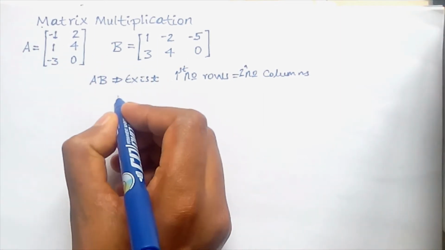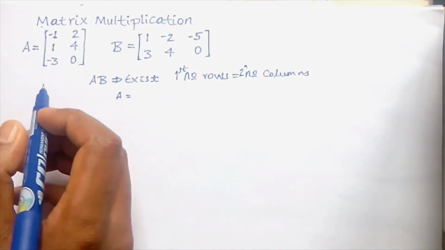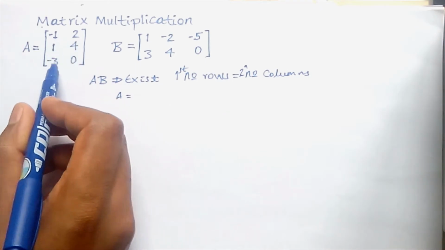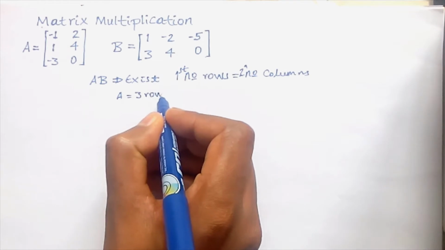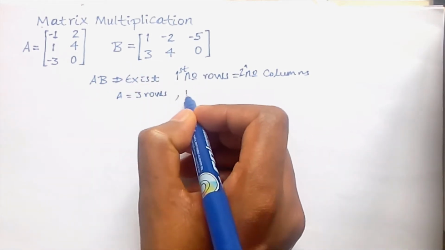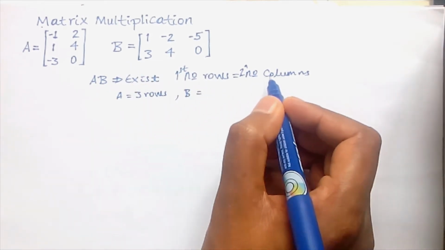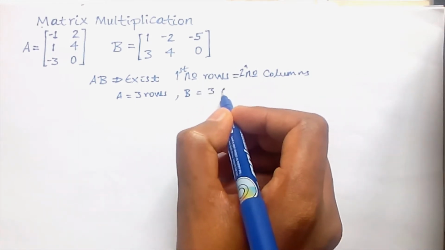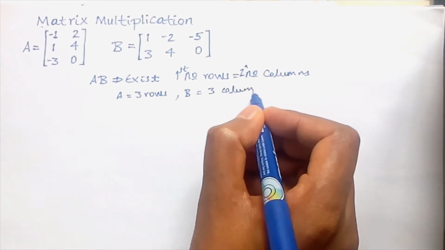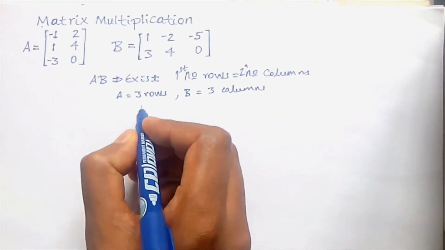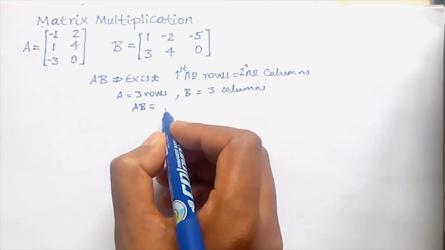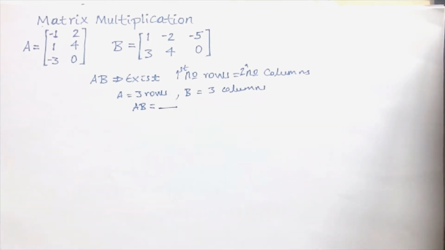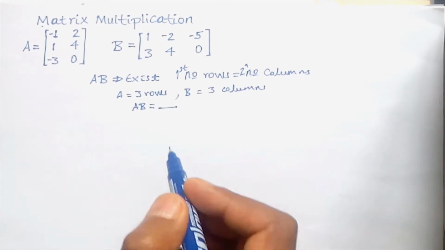So here A has 1, 2, 3 rows and B has 3 columns. So A times B is equal to some matrix that exists.